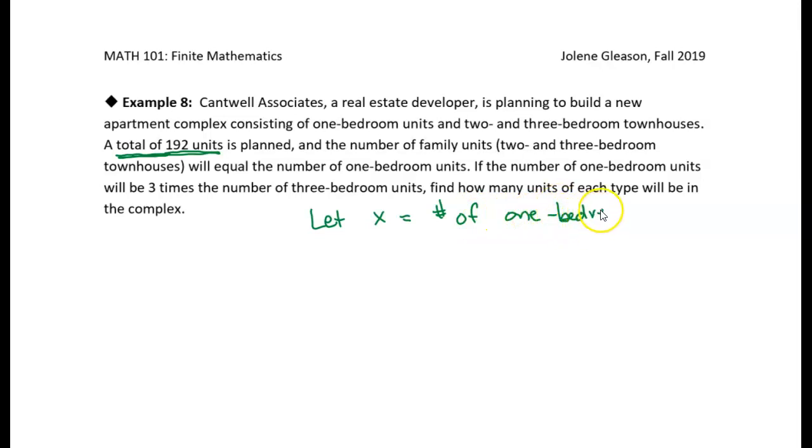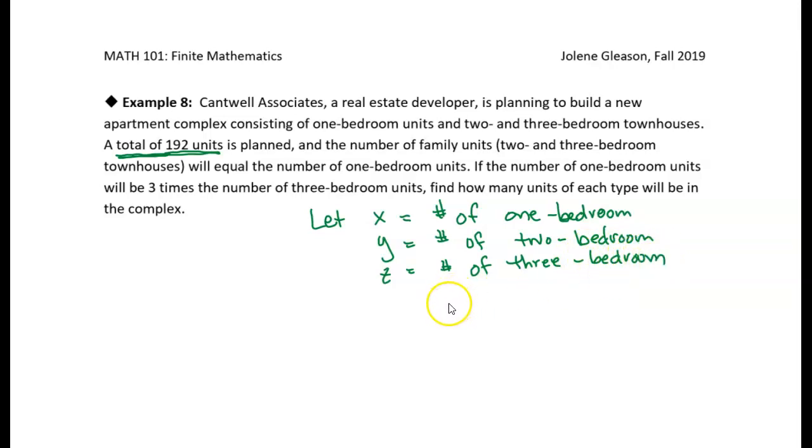I'm going to let y be the number of 2 bedroom units. And then z, I'll make that the number of 3 bedroom units.